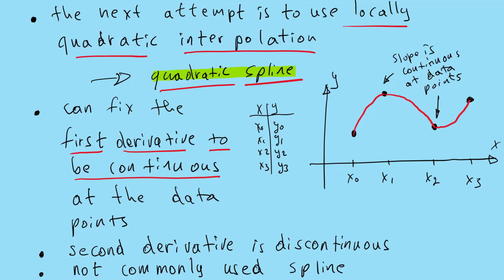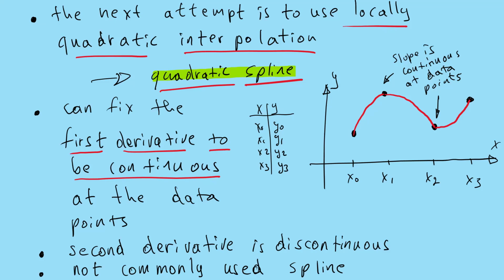With quadratic splines, we can enforce continuity of the first derivative at the data points. However, there is still a limitation. The second derivative remains discontinuous at the data points. Because of this, quadratic splines are not as commonly used in practice.